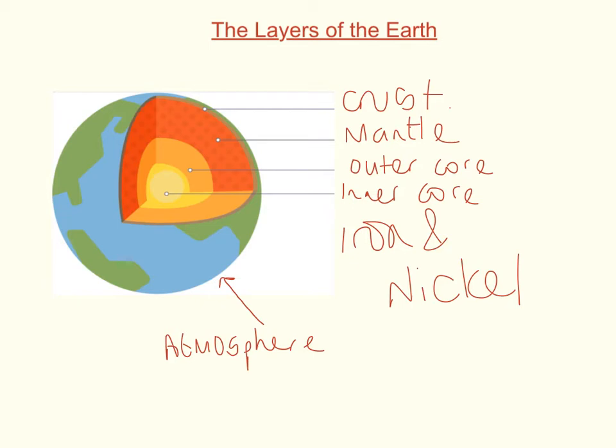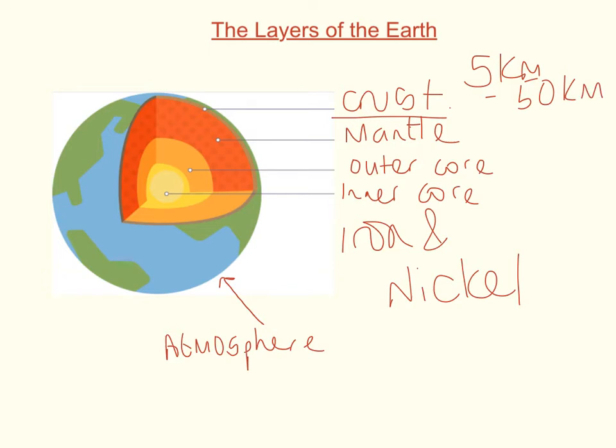Take a moment now to label your drawing with the layers of the Earth. Now label your diagram with the following annotations. So the Earth is almost spherical in shape, and as you can see, it has a layered structure. The part we live on, the crust, is very thin and can vary between 5 kilometres and 50 kilometres in depth.